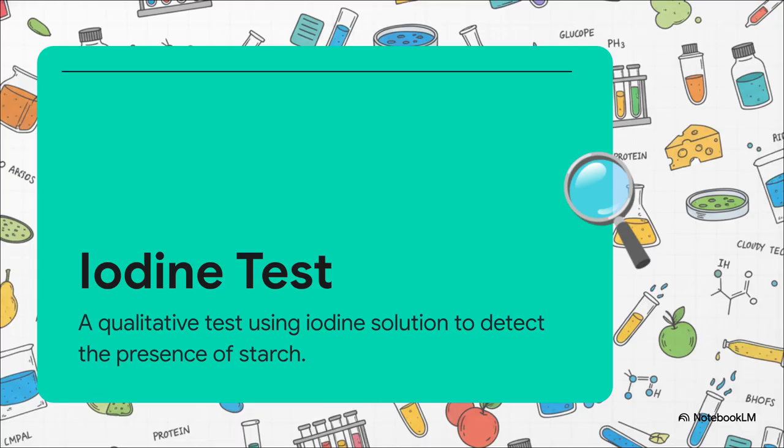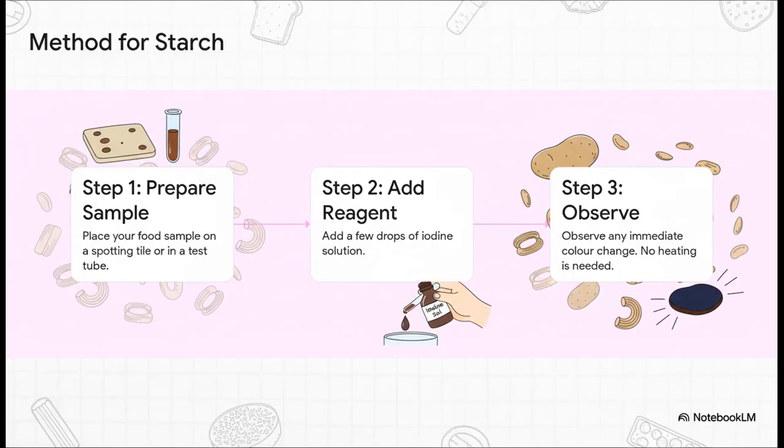Okay, so that's sugar's sorted. The other carbohydrate you need to be able to find is starch. And for that, we use a simple iodine solution. Honestly, this test couldn't be easier. You just take a small amount of your food, add a couple of drops of iodine right on top of it, and that's literally it. You're looking for an immediate color change. And a massive bonus for this test, no heating required.